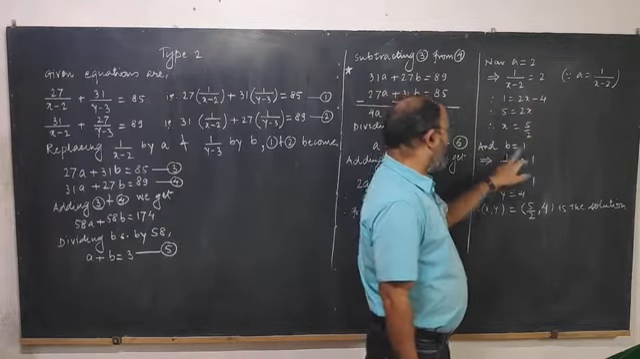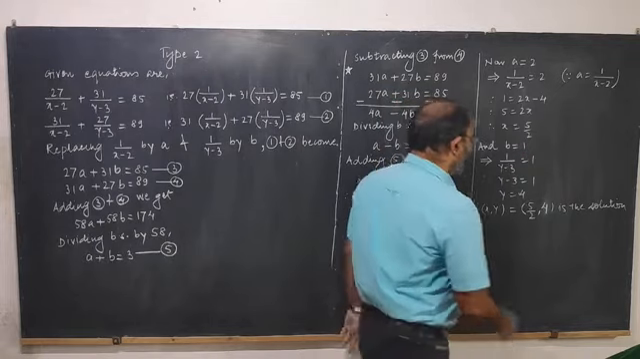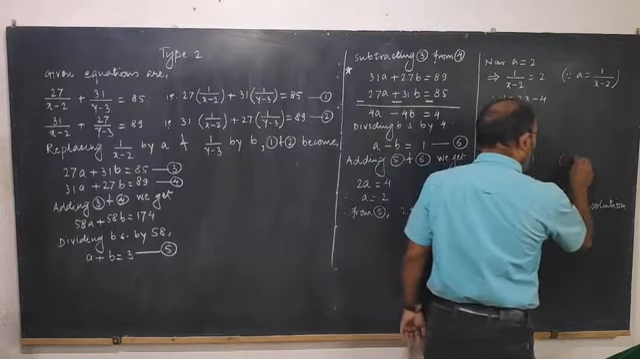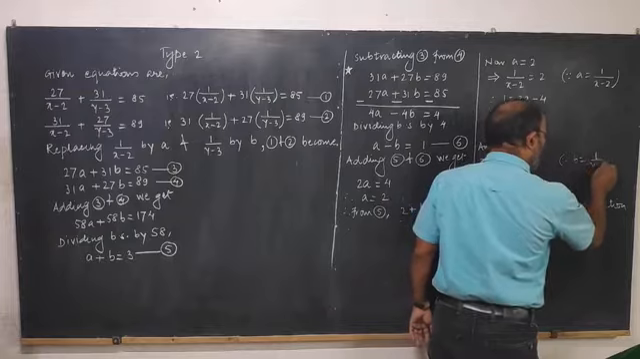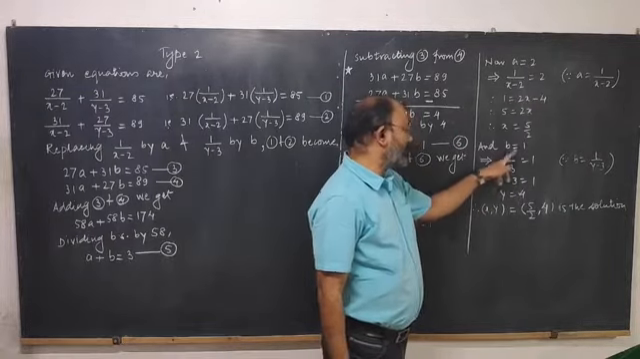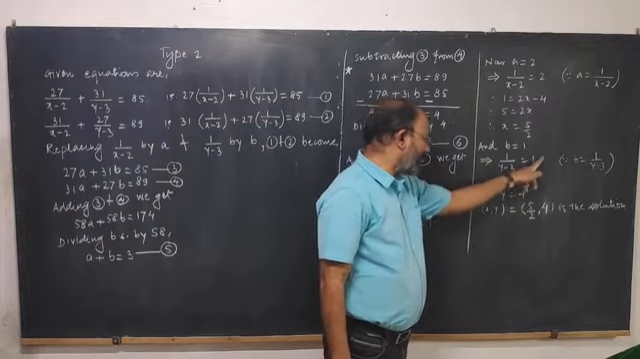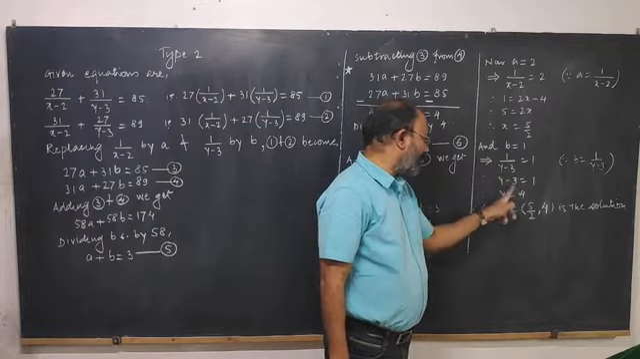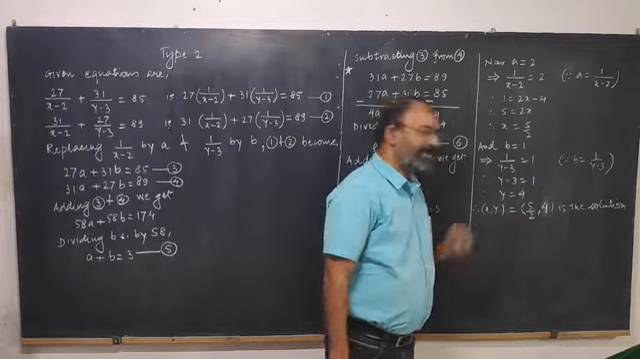b is equal to 1. But what is the original value of b? b is equal to 1 upon y minus 3. So this equation implies 1 upon y minus 3 is equal to 1. Cross multiply, you will get y minus 3 is equal to 1. Therefore y is equal to 4.